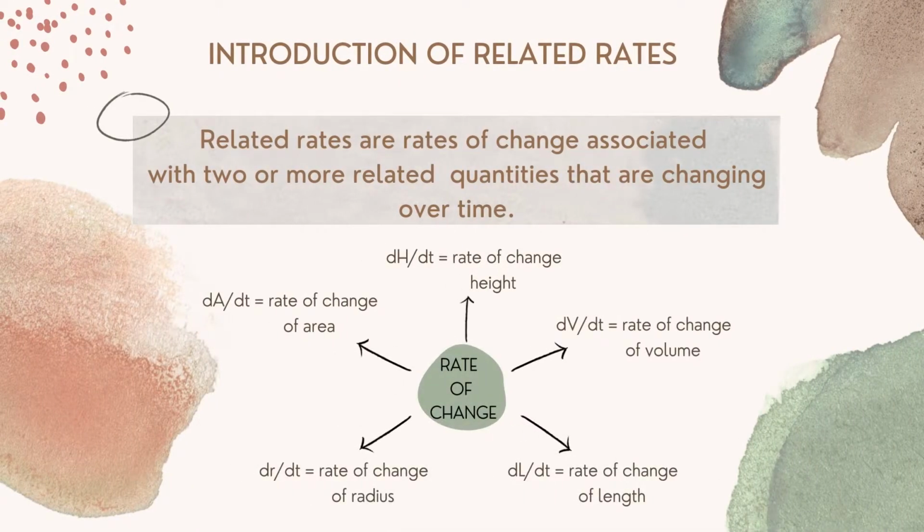Introduction of related rates. Related rates are rates of change associated with two or more related quantities that are changing over time. Rate of change is divided into 5, which is firstly dH over dt means rate of change of height. dV over dt is rate of change of volume. dL over dt is rate of change of length. dr over dt is rate of change of radius. And last, dA over dt, which means rate of change of area.